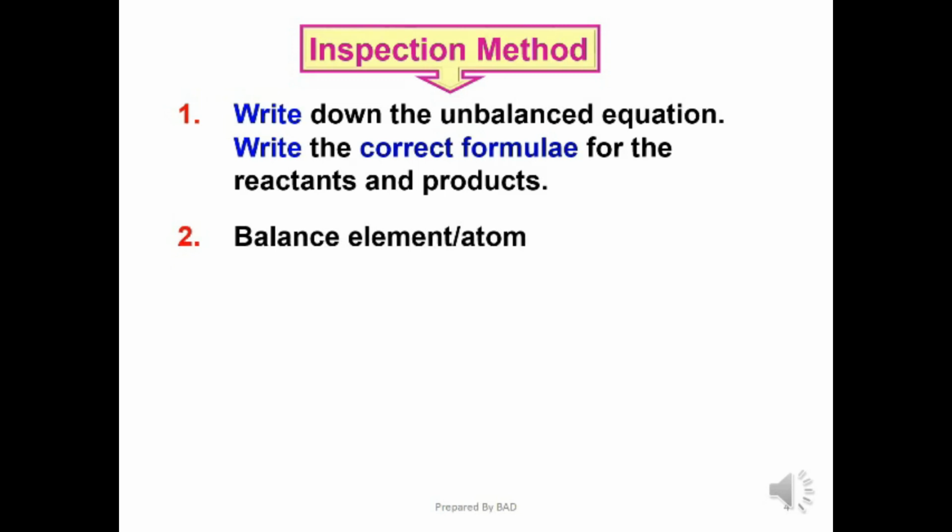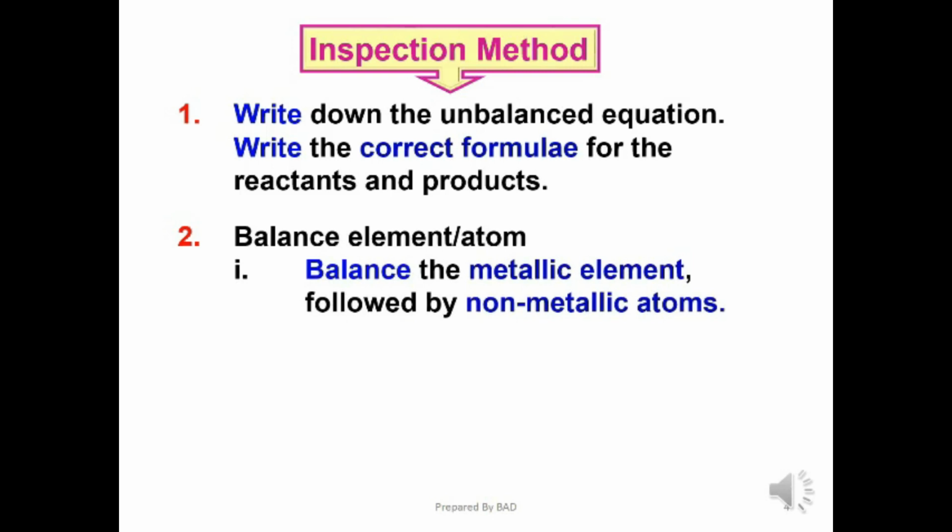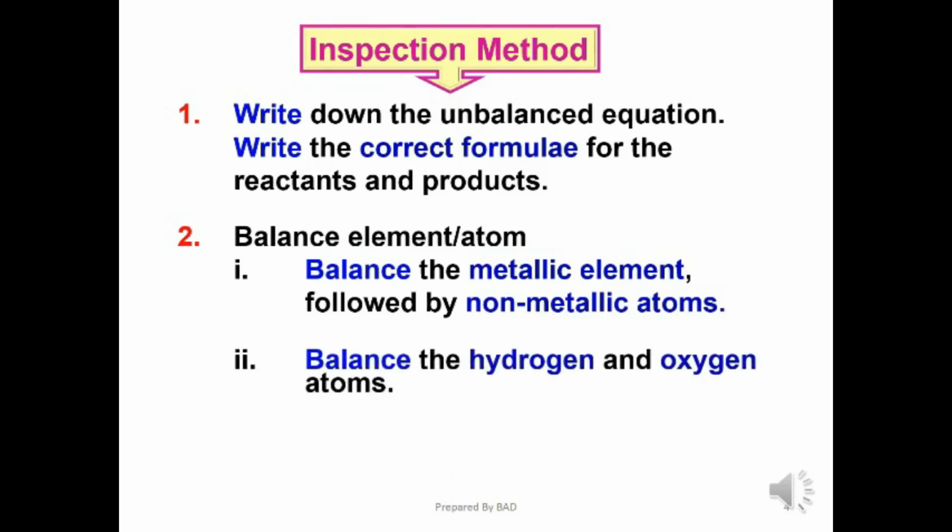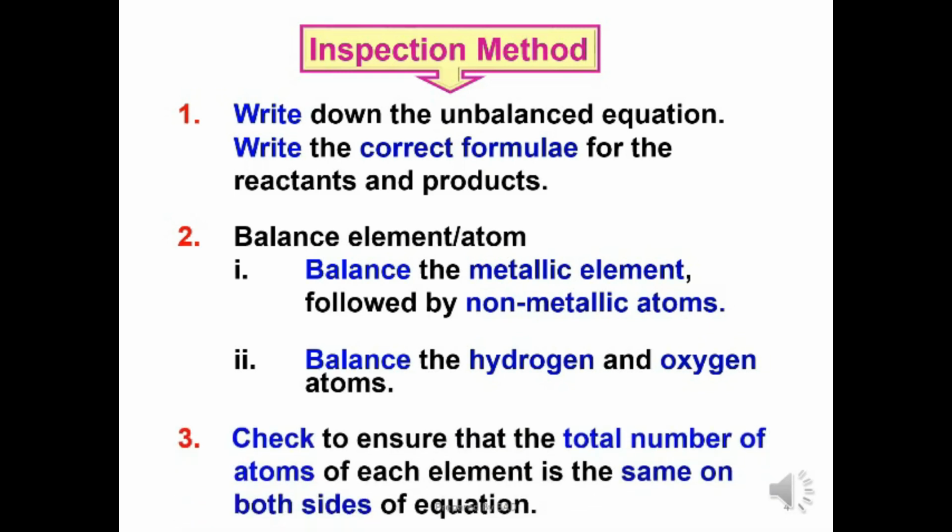Step 2, balance element or atom. To balance element or atom, first, we need to balance the metallic element first. Next, followed by non-metallic atom or element. After that, balance the hydrogen and oxygen atom. Step 3. Check to make sure that the total number of atoms of each element is the same on both sides of equation.